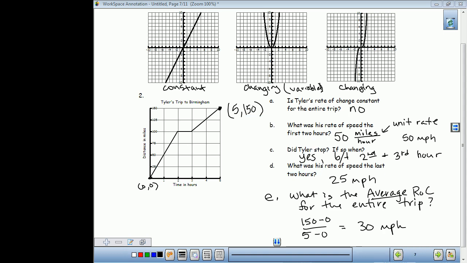Alright, so it's recording. So what we just discussed was number 1, constant rate of change, a changing and a changing. The two changing we could also call variable. With number 2, we talked about how Tyler's rate of change was not constant for the entire trip. For the first 2 hours, he went 50 miles an hour. That miles per hour represents the unit rate. C, did he stop? Yes, he stopped between the second and third hour. D, what was his rate of speed the last 2 hours? And you should have gotten 25 miles per hour.